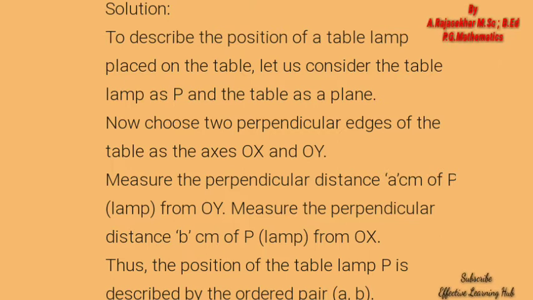To describe the position of a table lamp placed on the table, let us consider the table lamp as P and the table as a plane. Now choose two perpendicular edges of the table as the axes OX and OY. Measure the perpendicular distance a centimeter of P from OY. Measure the perpendicular distance b centimeter of P from OX. Thus, the position of the table lamp P is described by the ordered pair (a, b).